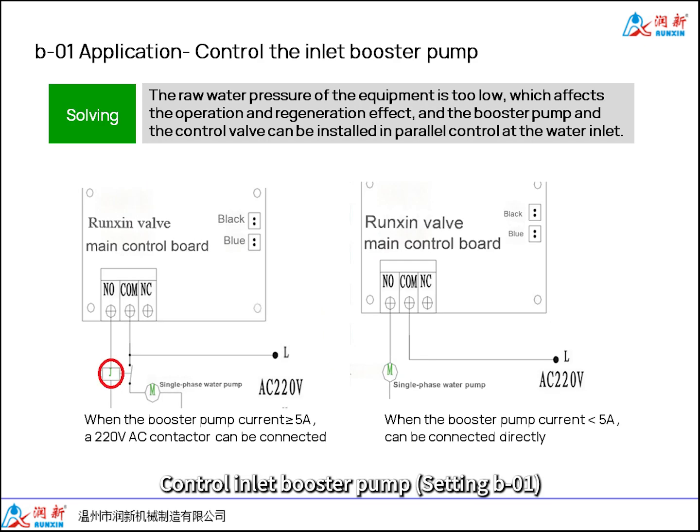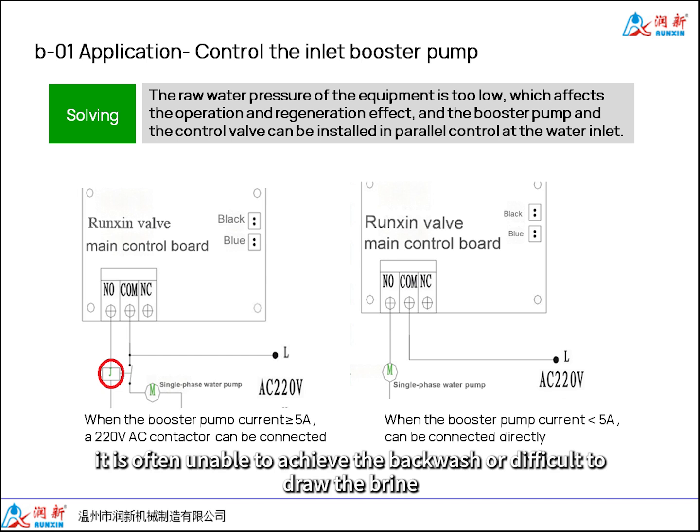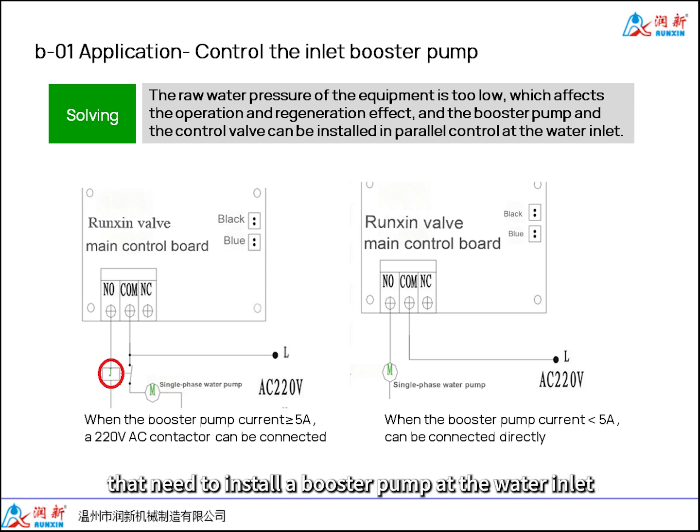Control inlet booster pump. When the water inlet pressure is lower than 1.5 bar, it is often unable to achieve the backwash or difficult to draw the brine, so a booster pump needs to be installed at the water inlet. When rinsing or regeneration, the signal output controls the inlet booster pump to open and increase inlet pressure.